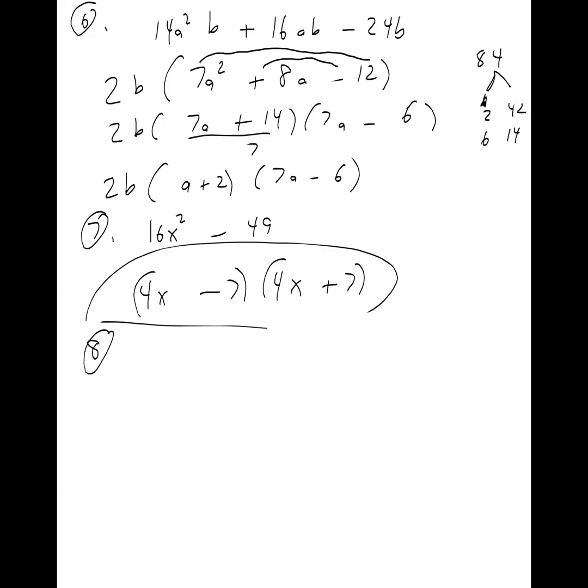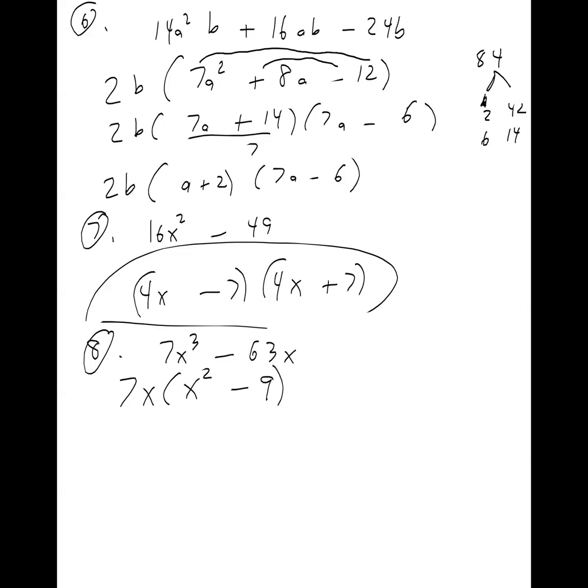Question 8. It says 7x to the third minus 63x. Once again, we're going to factor out a common factor of 7 and x. Then the 7's gone, and there's only 2 powers of x left. And then the 63 would leave you with a 9.